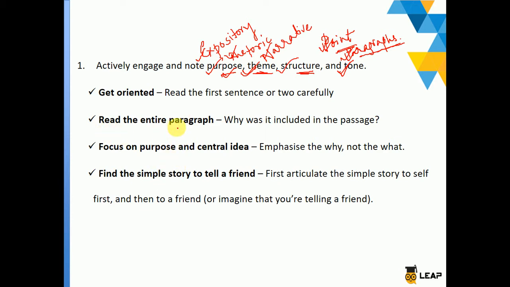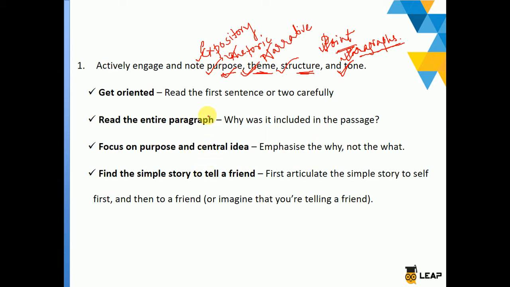Also, you must be able to read the entire paragraph. Sometimes what we do is we read a couple of lines and then we immediately make an idea about what the paragraph might be about. No, don't do this. Make sure that you go through the entire paragraph and then reach your conclusion about what the purpose of the paragraph might have been.